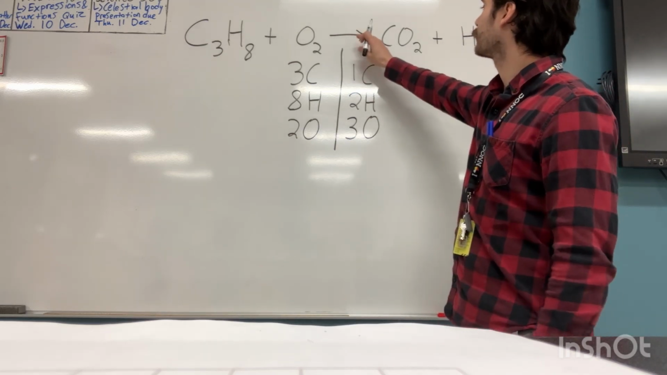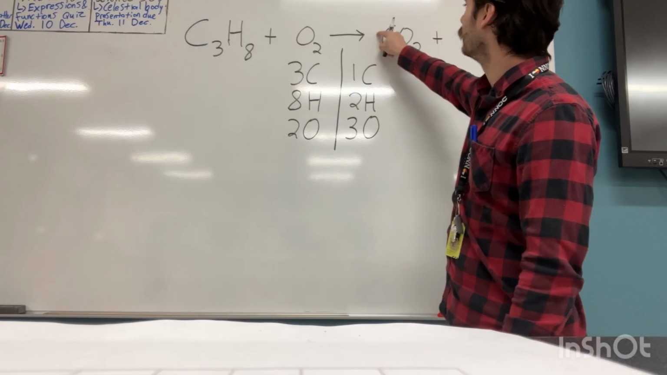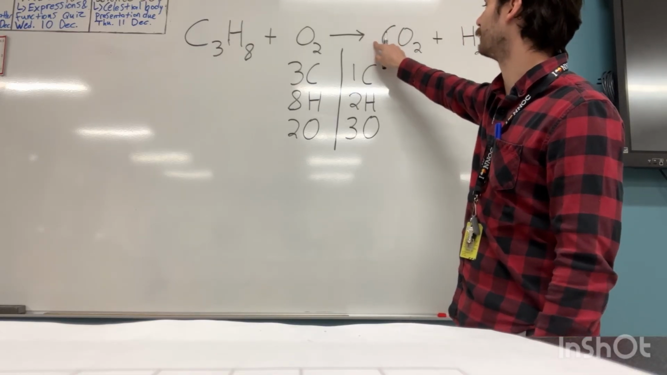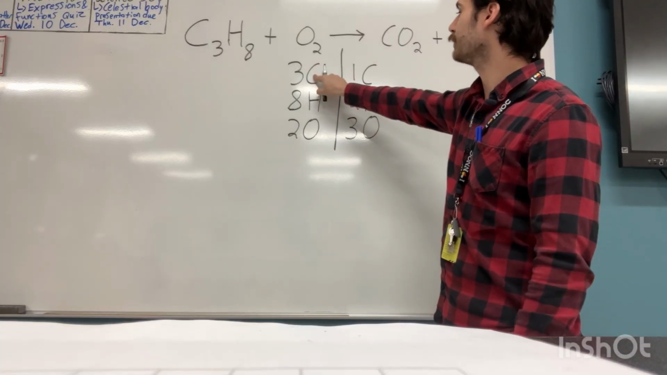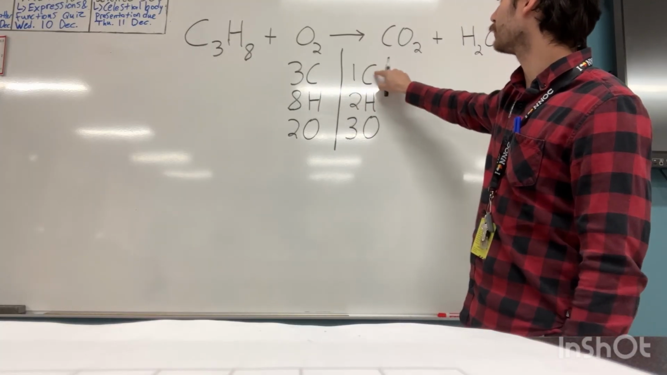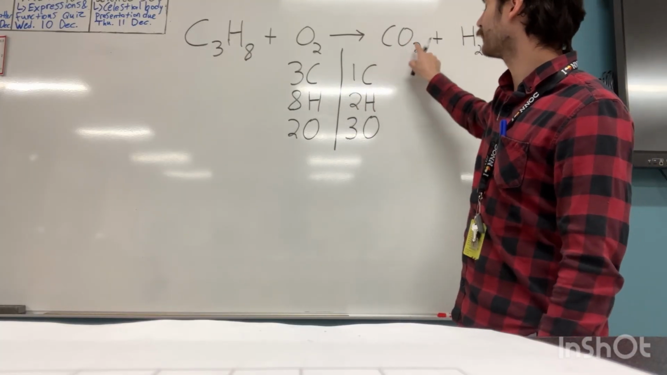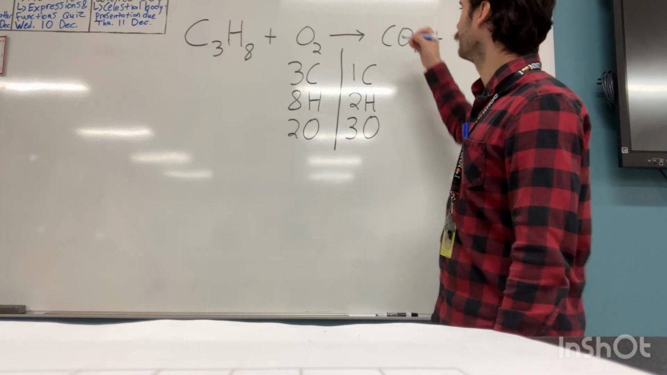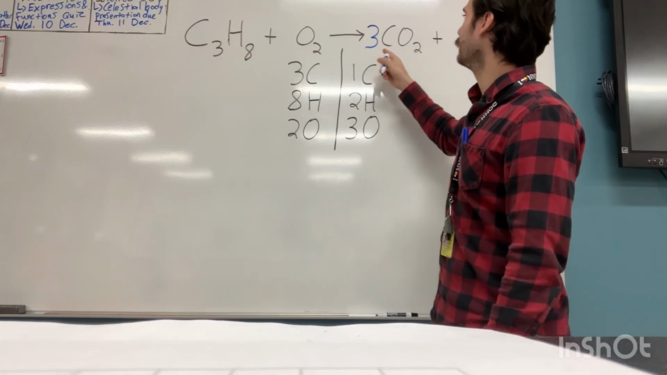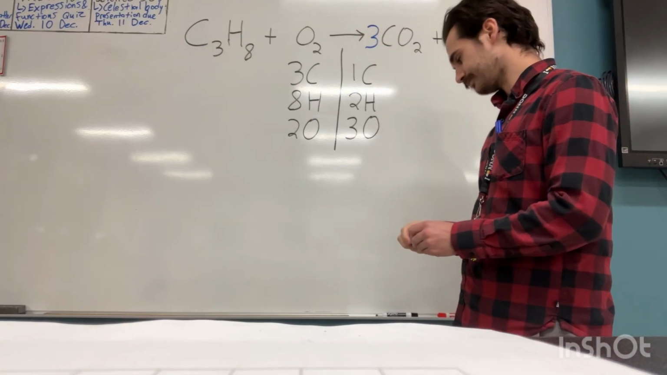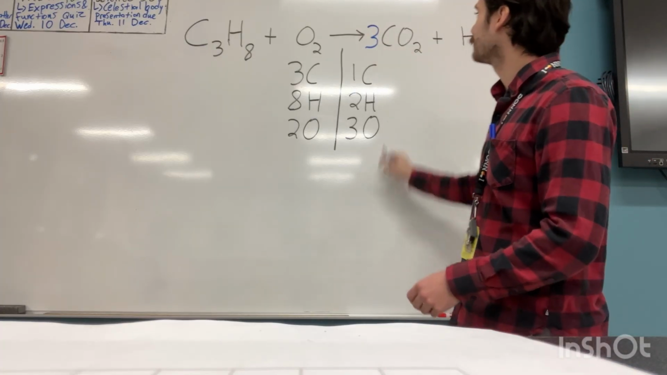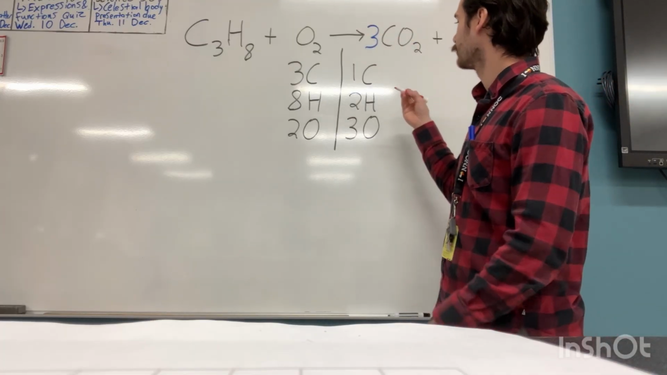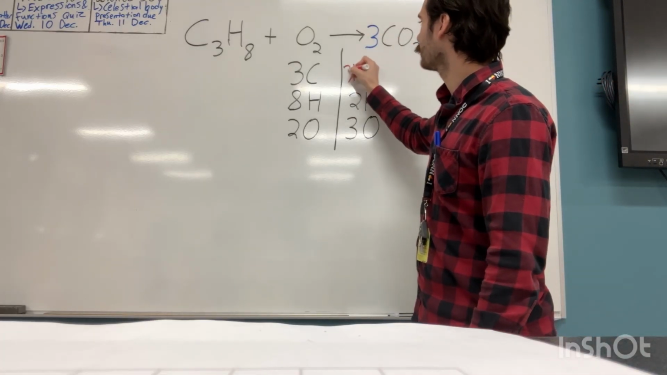So if I try and balance carbon first, remember I can only put a new number in front. These are called coefficients if you put a number out front of a molecule. So if I have 3 carbons and I have 1 carbon on the right side, to give myself 3 carbons on the right side, I'm going to add the coefficient 3 in front of CO2. That's now going to give me 3 carbons. So I'll replace this with 3 carbons.